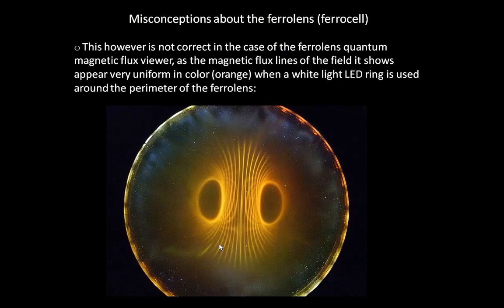So that means that there is no frequency dispersion taking place here, and therefore I believe this is not a diffraction effect. The lines are not because the ferrolens is behaving like a diffraction grating, but as I said before, it's actually a magnetically controlled light scatterer. And what controls this light scatterer is the magnetic force lines of the magnet placed on top or below the ferrolens.